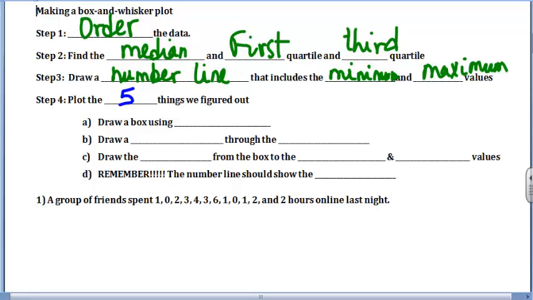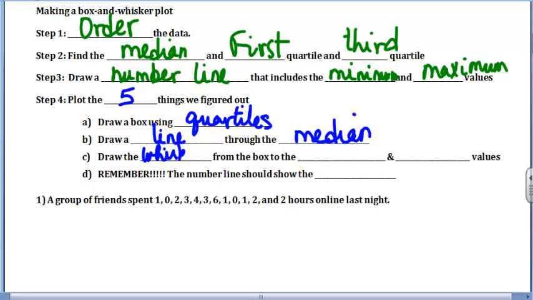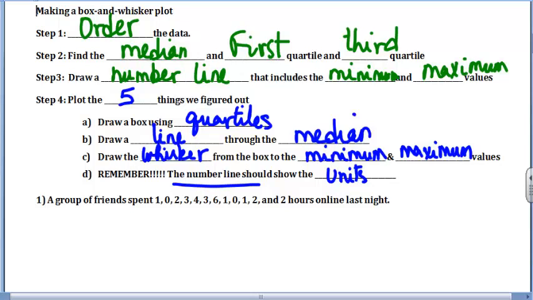Then we are going to draw the box using the quartiles, draw a line through the median, draw the whiskers from the box to the minimum and maximum values. And remember, the number line should show the units. That's one of the most important ones.